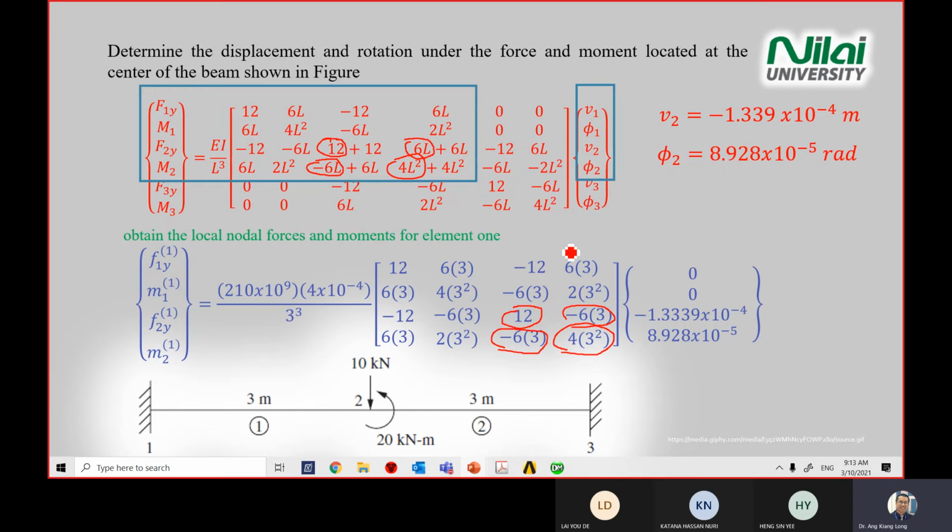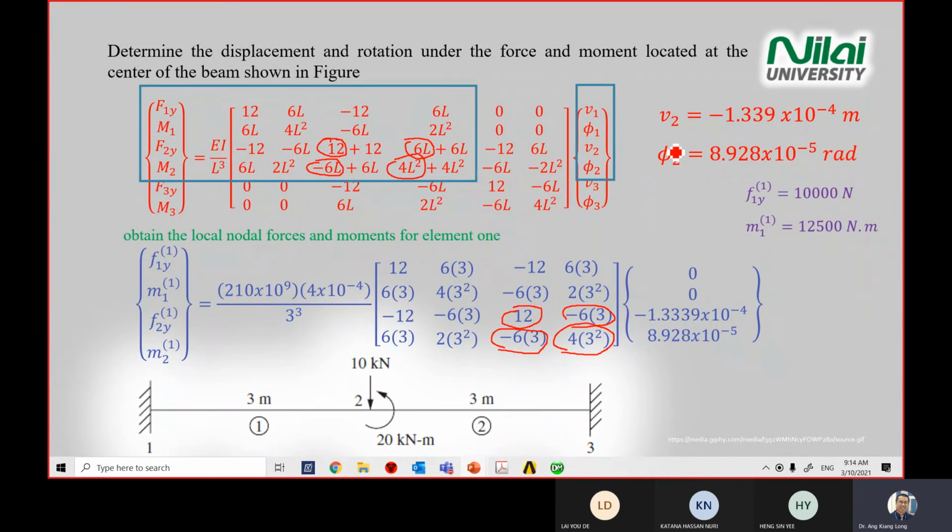All right. Lai, you understand why this one is 12 and not 24? Lai, do you understand? Yes. Okay. Katana, you understand why this one is 12 and not 24? Katana, are you there? You understand? Yes. Okay, good.